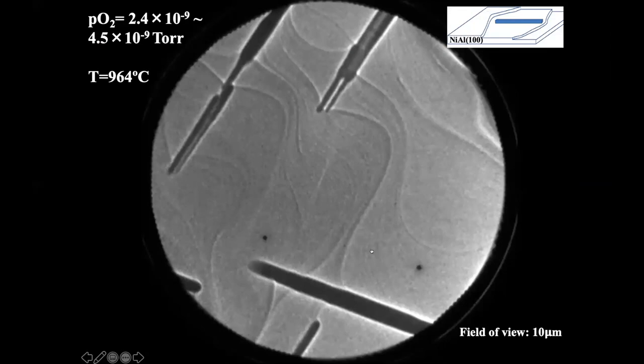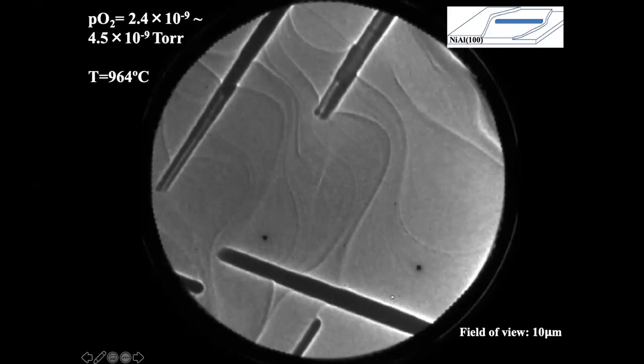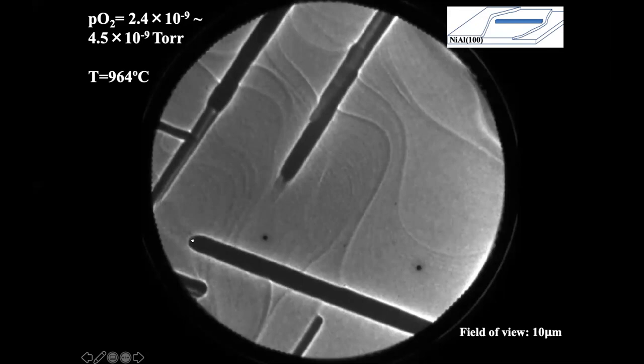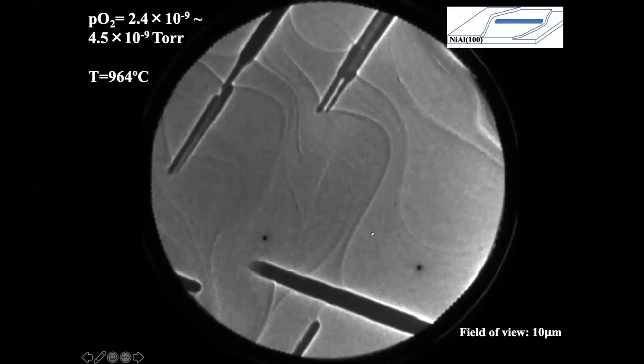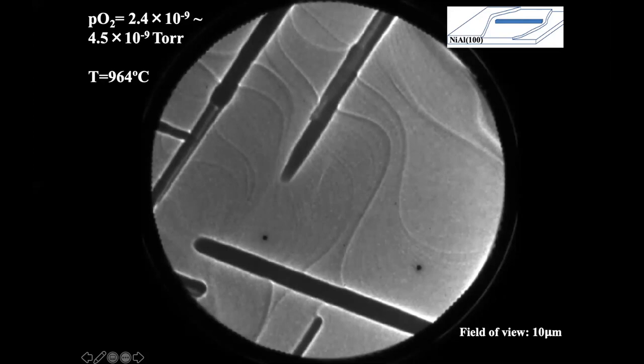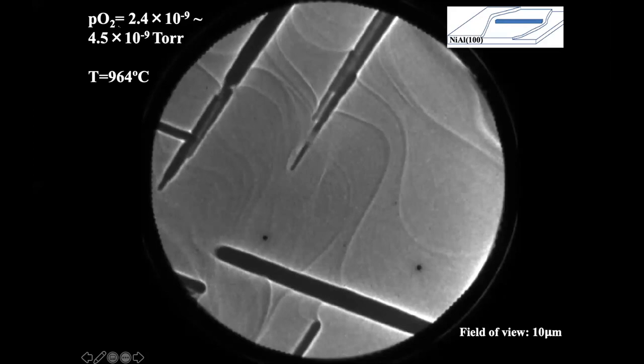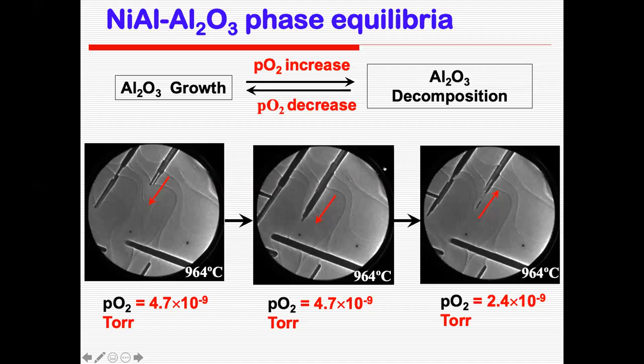First, like I said, is under oxidation. We have high pressure, so that makes the oxide grow. Then we can gradually lower the oxygen pressure to make the oxide decompose. So if we are able to finely tune the oxygen pressure, here the oxygen pressure is in between these two ranges. If we find some pressure in between these two, then we can find some equilibrium state. You increase pressure, you make the oxide grow, and you lower the pressure, you make the oxide decompose. So then we can determine the phase equilibrium.